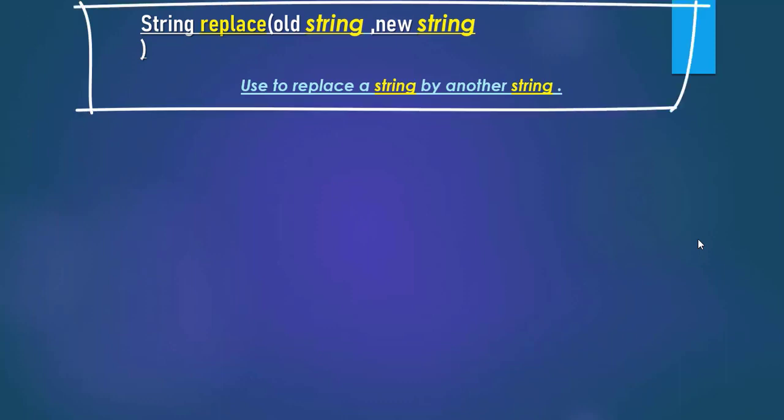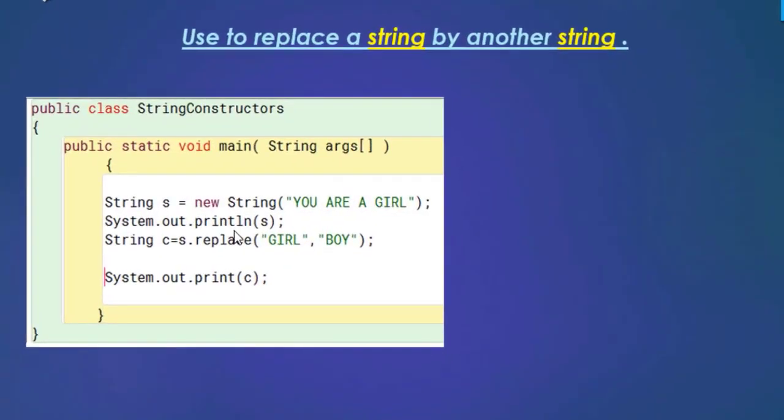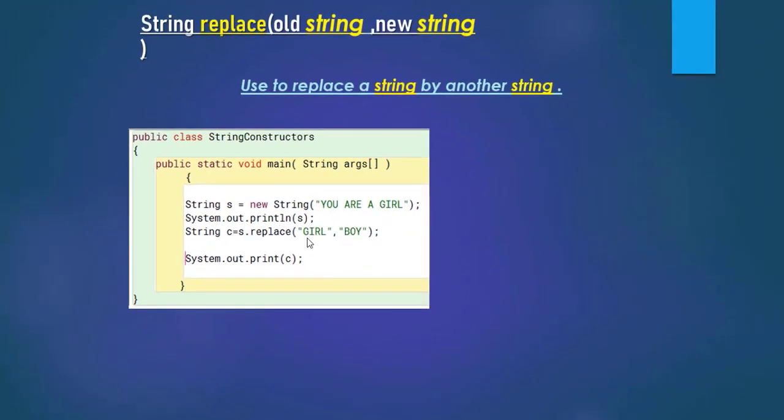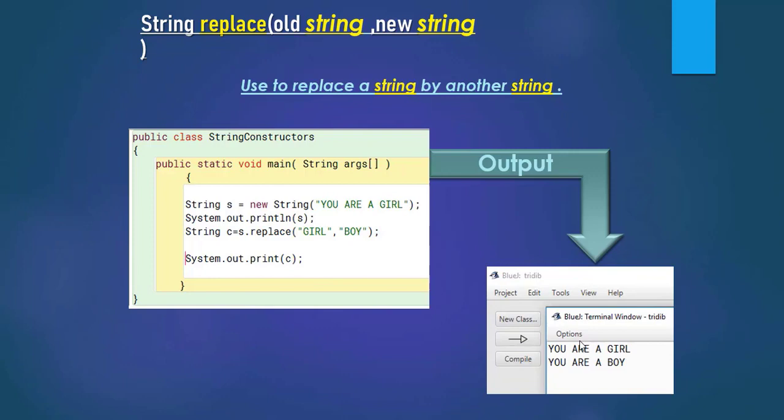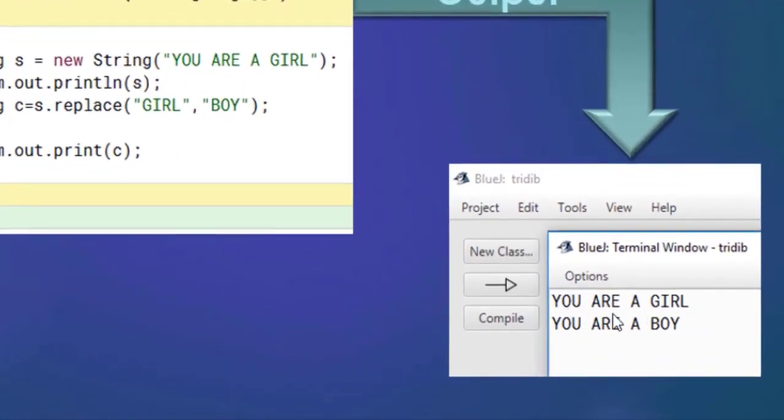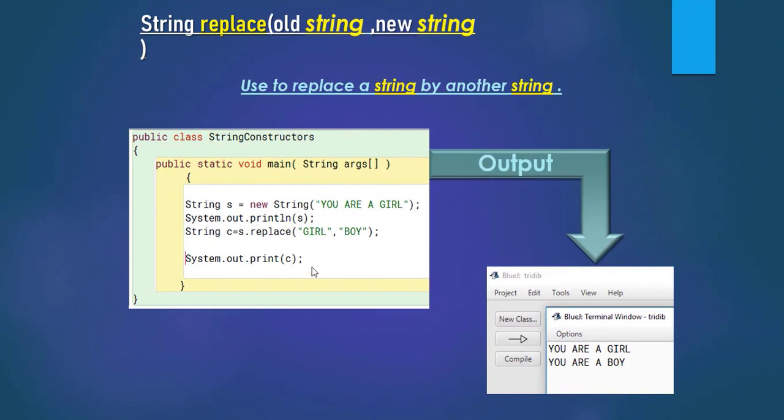This replace function can also be used for changing to a new string. So for that I have to write C equals S dot replace(the first string, the new string). The previous string that I have written is "you are a girl". Now I am changing girl to boy. So see the output. The previous string was "you are a girl", now I am printing C, which means girl has been changed to boy, so "you are a boy". So in that way string replacement can be done with the replace function.